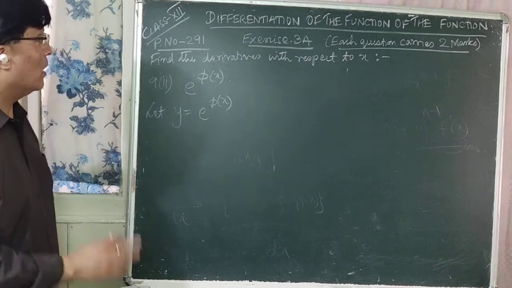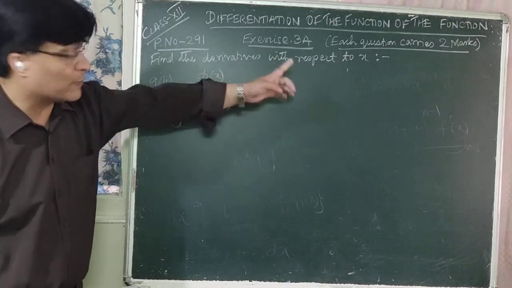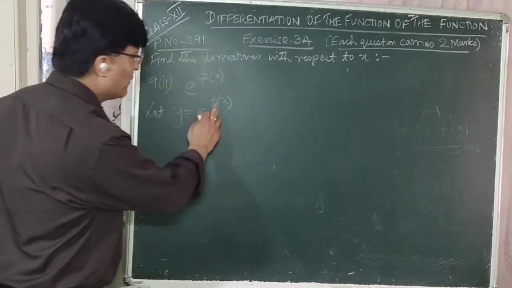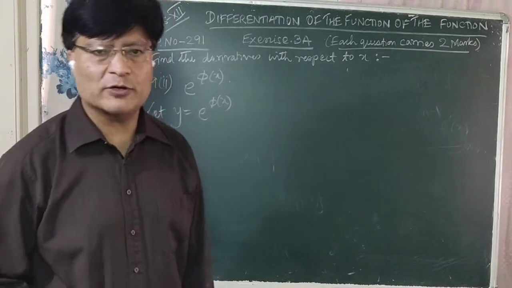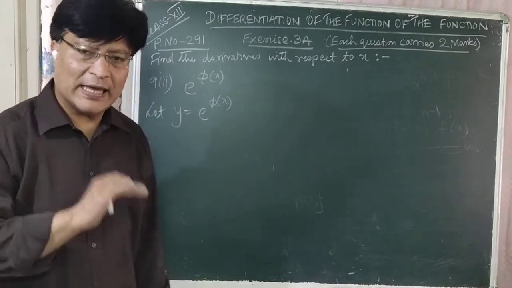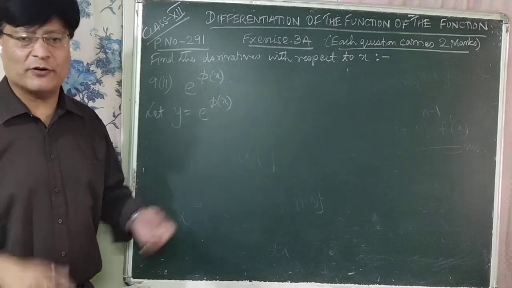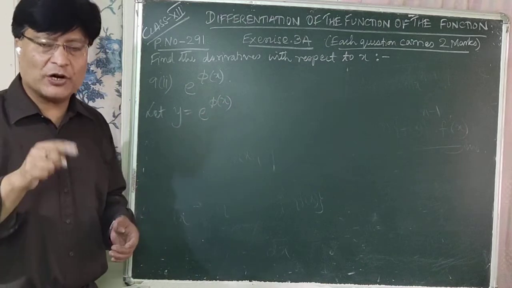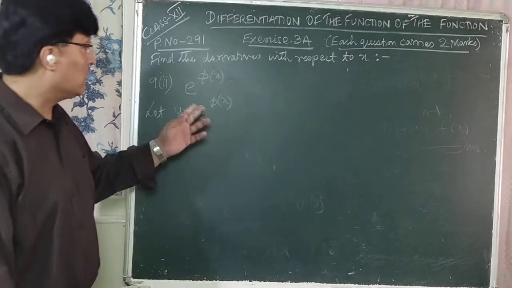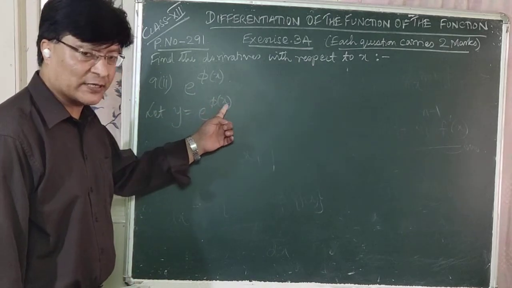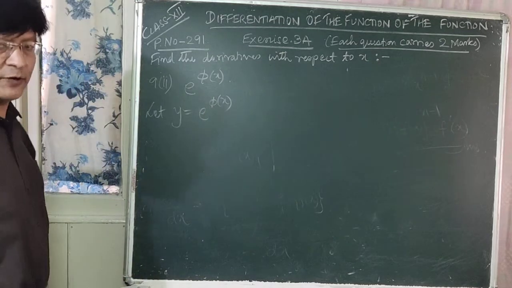You have to find out the derivative of e to the power phi of x with respect to x. Phi of x is also a function of x. So usually we take function of x as f of x. This phi of x is also a function of x. g of x is also a function of x, right? This is e to the power phi of x. Now how will you differentiate it?